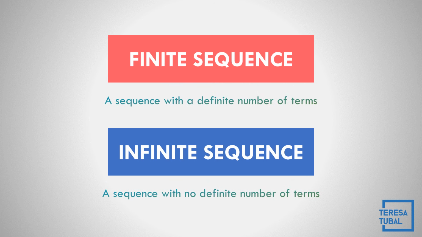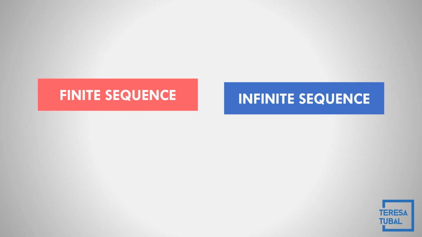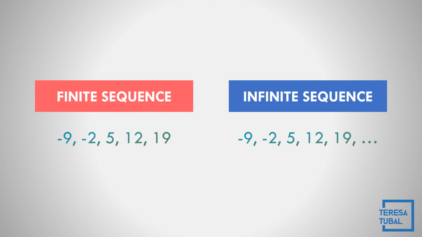Finite sequence is a sequence with a definite number of terms, while the infinite sequence is a sequence with no definite number of terms. As you can see in the examples of the finite sequence and infinite sequence, the finite sequence has the first and the last term, while for the infinite sequence, the last term is represented by three dots or the ellipses.